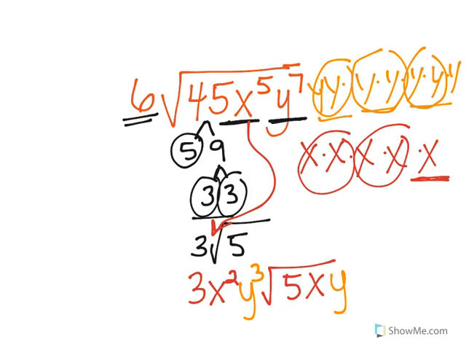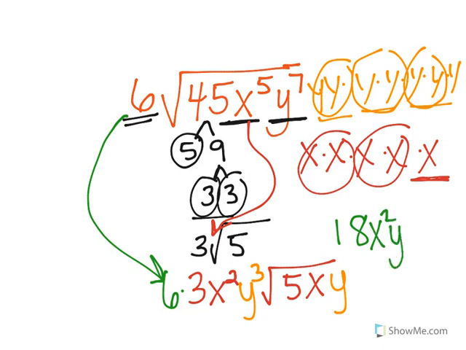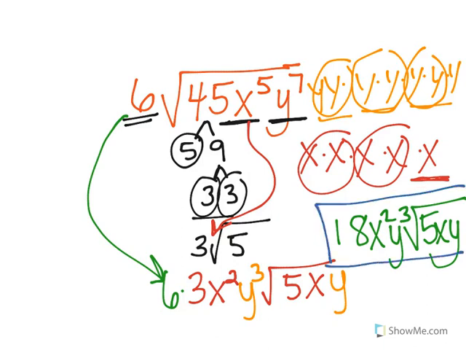Okay, and you cannot forget to take the 6 and multiply the 6 by the coefficient on the outside as well. So 6 times 3 is going to give you 18. So you have 18x squared, y to the 3rd power. And then in your radical you'll have 5xy, because that is what's left over. So that's the most simplified version. And you know this because you can't pull anything else out.